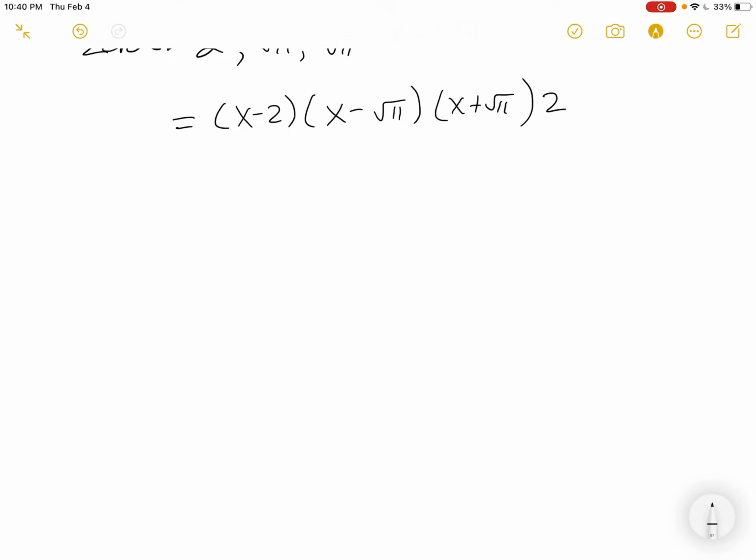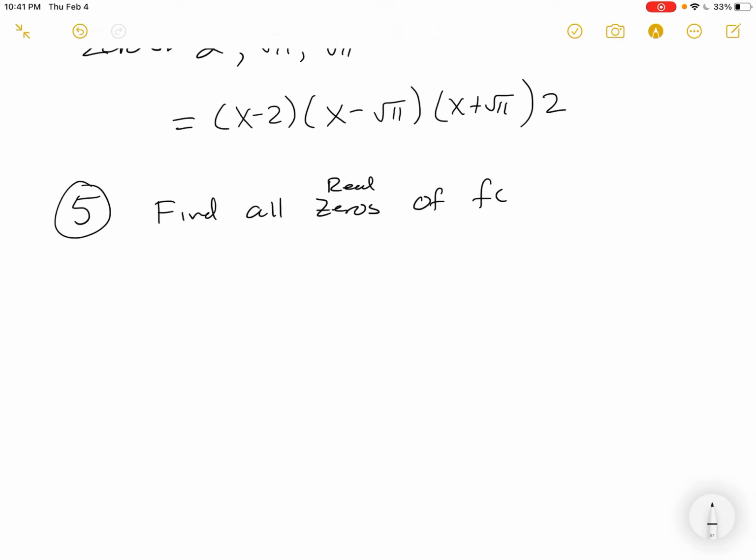Let's look at one last one together. Again, every problem that I've done here I found in the homework. Same thing, find all zeros. Find all real zeros of f of x is equal to 7x cubed plus 3x squared.